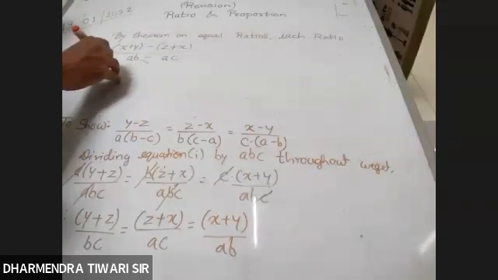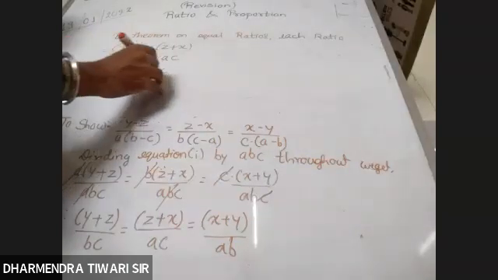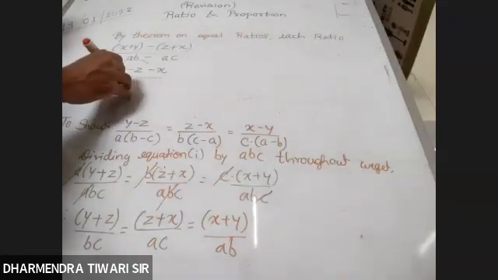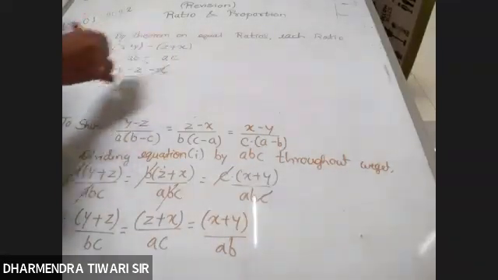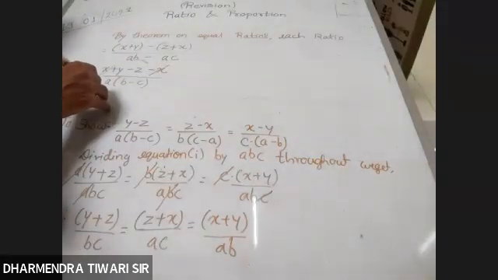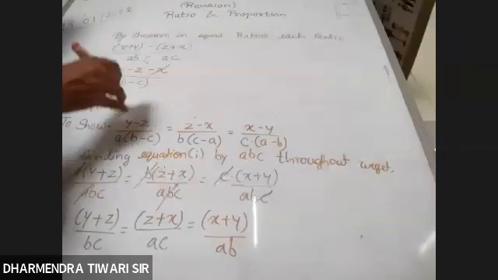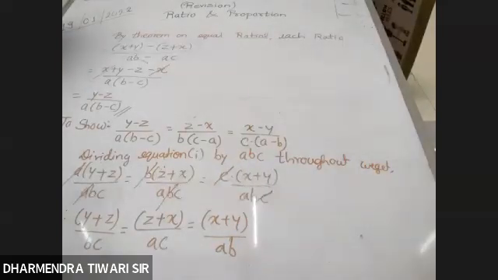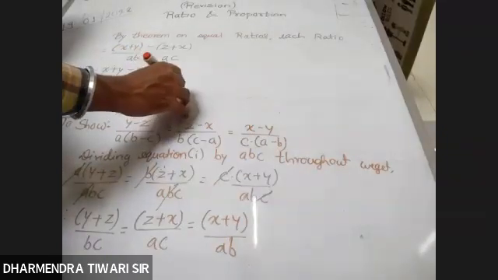Just open the bracket, x plus y minus z minus x upon, just taking a common, b minus c. Cancel this x. The terms with opposite sign get cancelled, and what remains is y minus z upon a into b minus c. So this is our first ratio, so you can write it equation 1. Or we have already used equation 1, so this is equation 2.